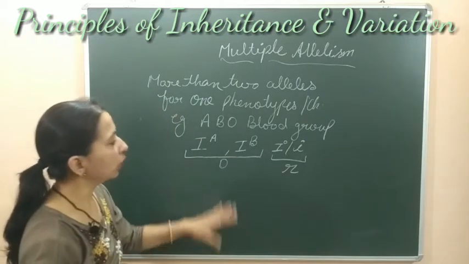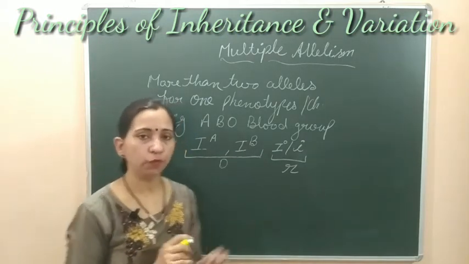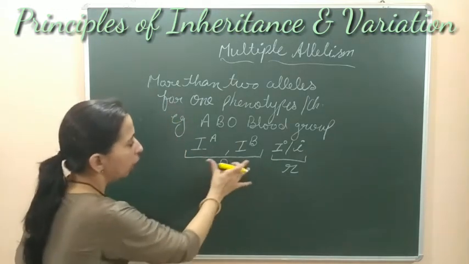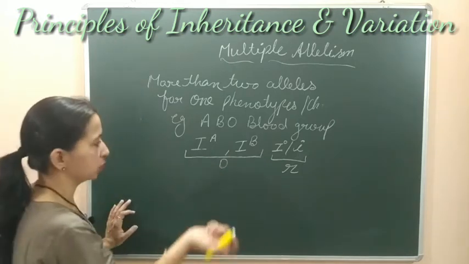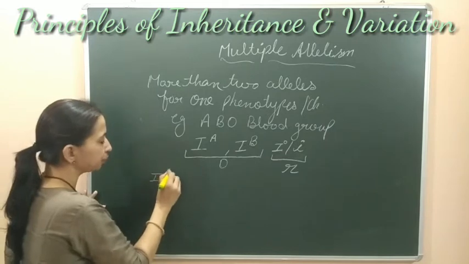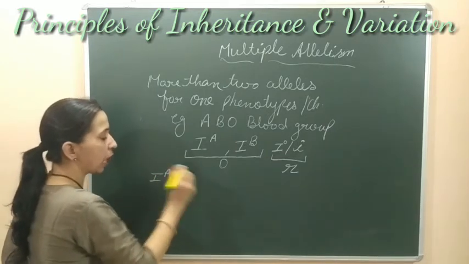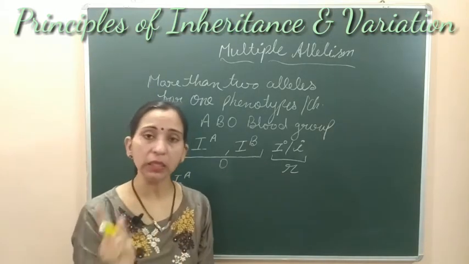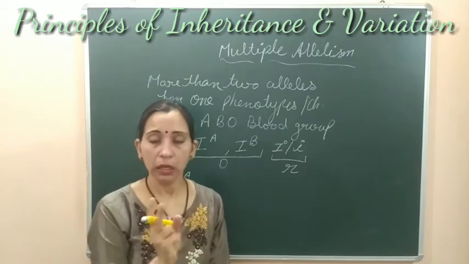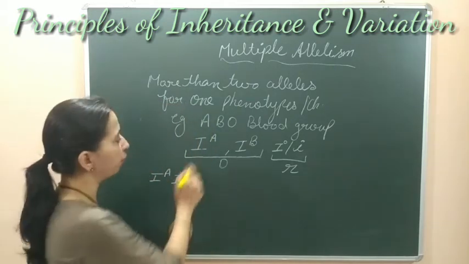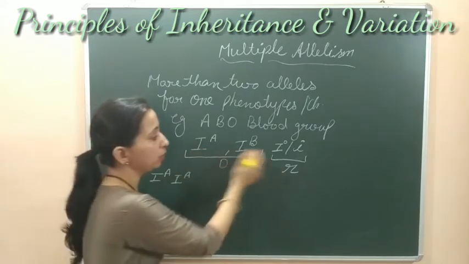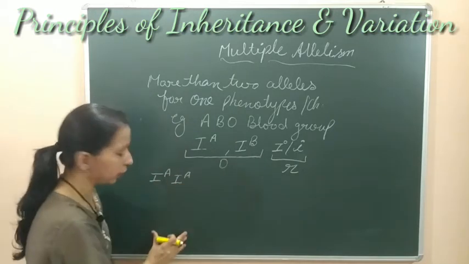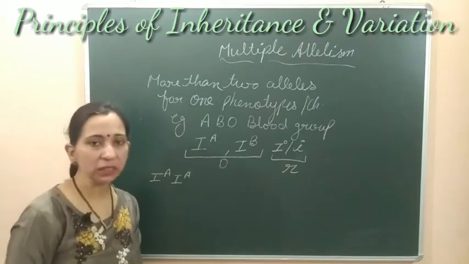So let's see what the possible phenotypes or genotypes are for these alleles in the human body. Here we have said that three alleles for a blood group are present, but in each individual only two alleles will be found. Whether it is IA or IB, IB or IO, or IA or IB, any two alleles will be found. So we are starting by taking two alleles together, and we'll see what type of blood group there will be.